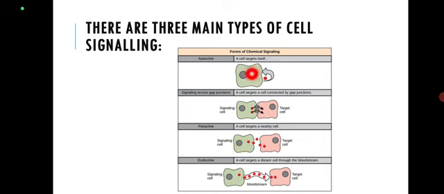First, autocrine signaling: it is self. A signaling molecule will be produced by the cell and it will be utilized by the same cell. This kind of mechanism is called the autocrine signaling mechanism. For example, in a prokaryotic cell, certain proteins will be produced.